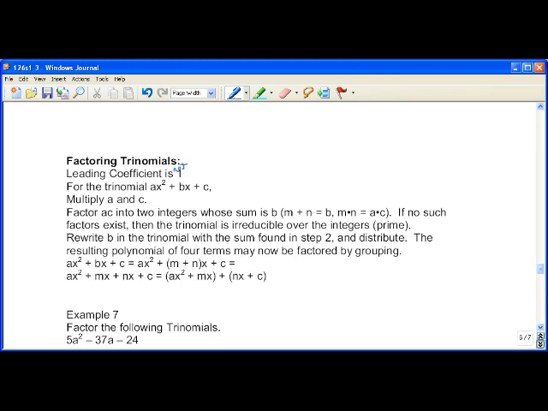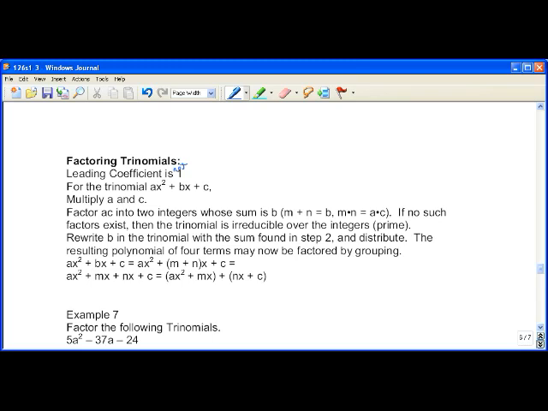How do you make it 4 terms? Well, this is how you do it. You take your leading coefficient a and your constant c, multiply them together, a times c. Factor ac into 2 integers whose sum is b, so think of m plus n as b, but m times n is ac. If no such factor exists, the trinomial is prime.